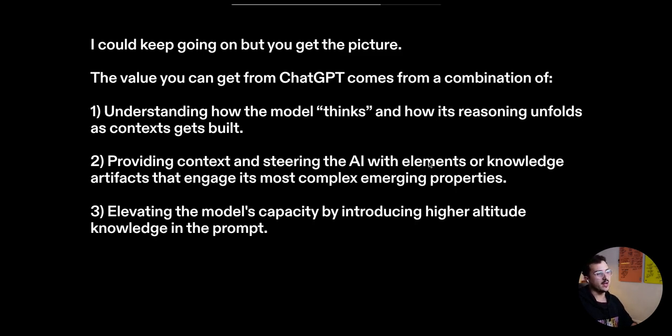All right, I could keep going, but I think you get the picture. The value you get from ChatGPT comes from a combination of understanding how the model thinks, and how it's reasoning, and how that reasoning unfolds, and how that context gets built, and how the context moves throughout the conversation, right? Another thing is providing context and steering the AI with elements of your own knowledge and artifacts of your own knowledge, which is very important. The emerging properties of intelligence of these models are relevant when you are giving the model the right context and the right nuances. If you just expect the model to read your mind, it's not going to happen.